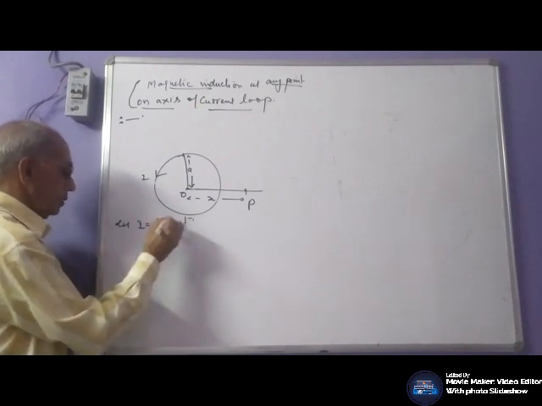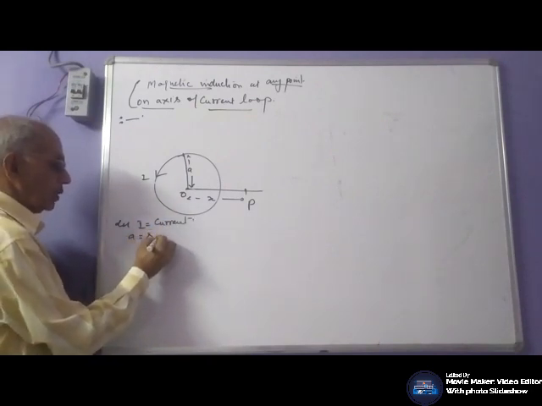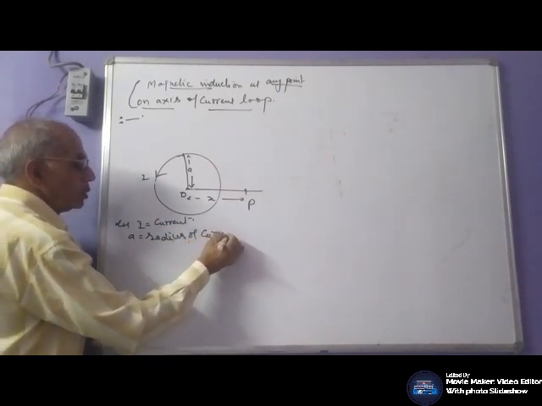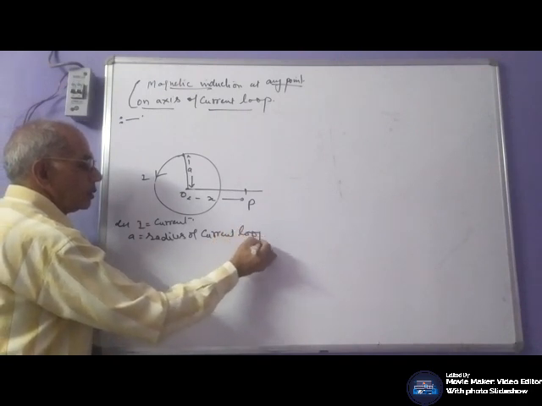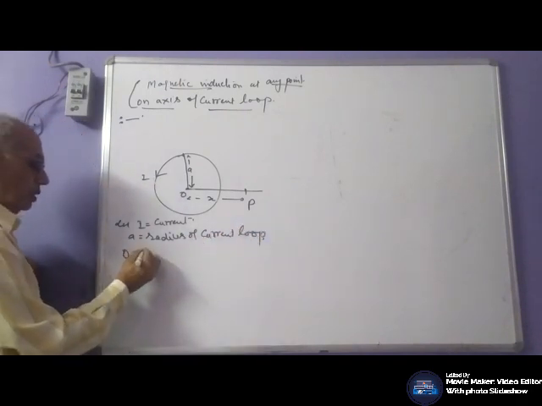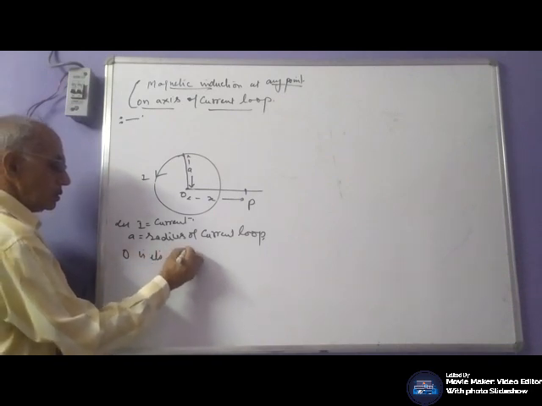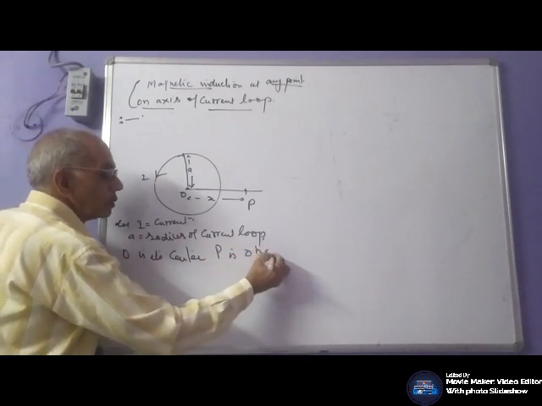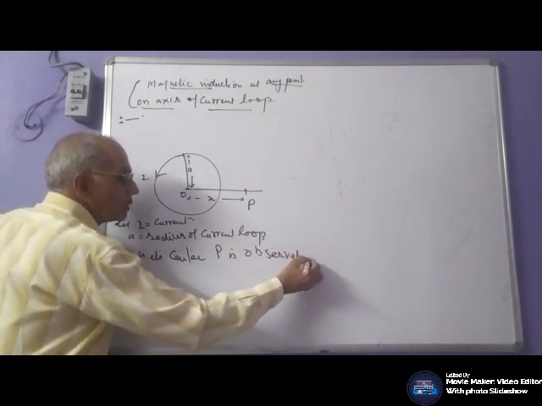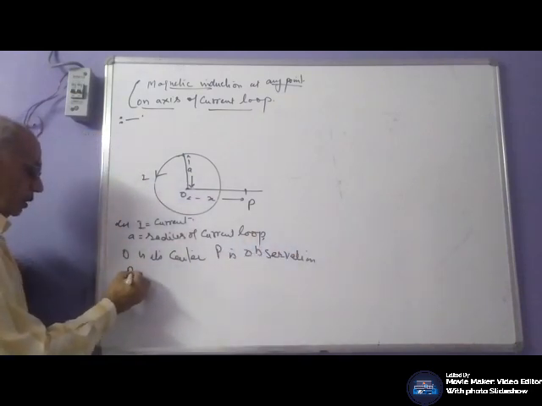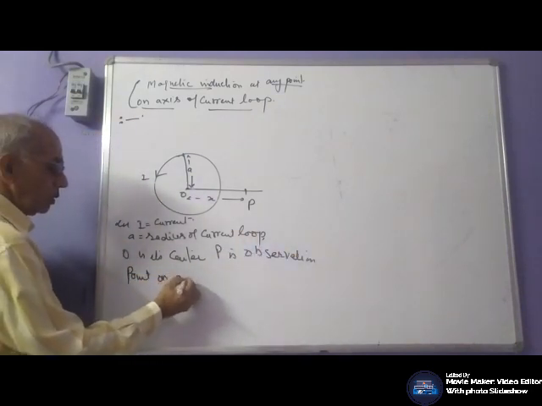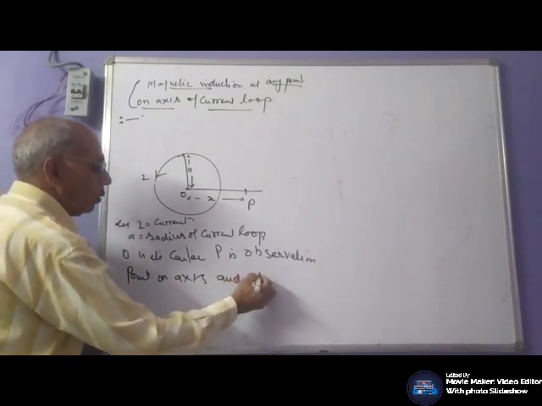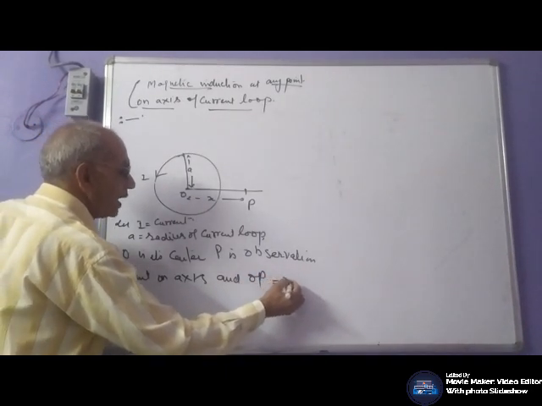The current is I, a is the radius of the current loop, O is its center, P is the observation point on the axis, and OP is x.